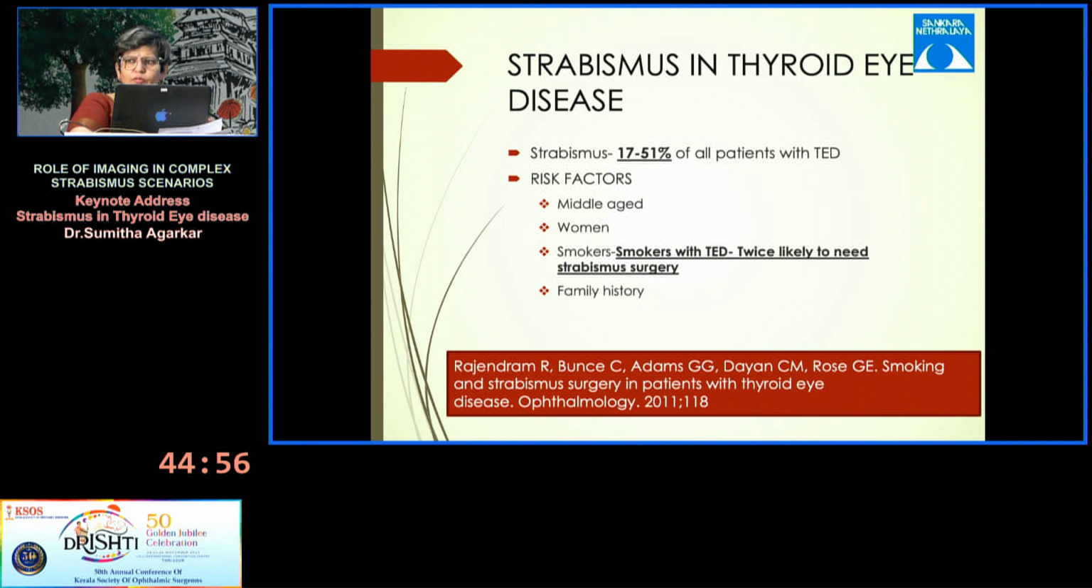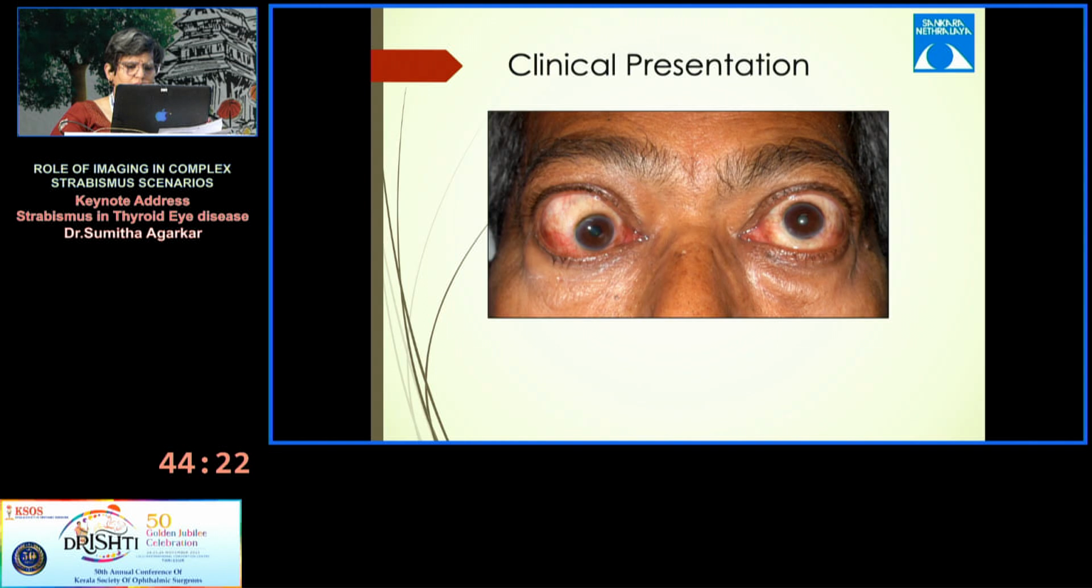Strabismus is seen in 17 to 51% of the patients depending on the racial population. Fortunately for us in India, we don't see it that often with thyroid eye disease the way it is reported in the Western literature. The risk factors associated with strabismus are age. Middle-aged patients are more likely to have it than younger patients. Women are more represented, and children less so, in strabismus with thyroid eye disease. Smokers, definitely, because smokers with thyroid eye disease are twice as likely to need strabismus surgery compared to non-smokers. And definitely family history of thyroid eye disease sometimes also plays a role as a risk factor.